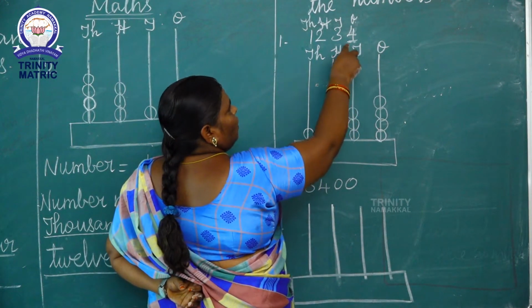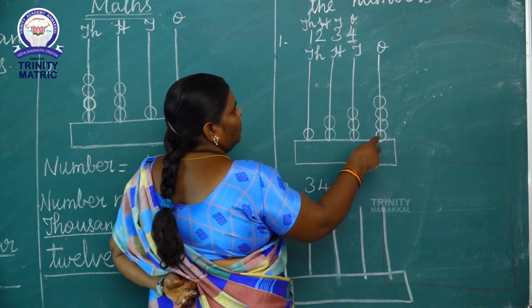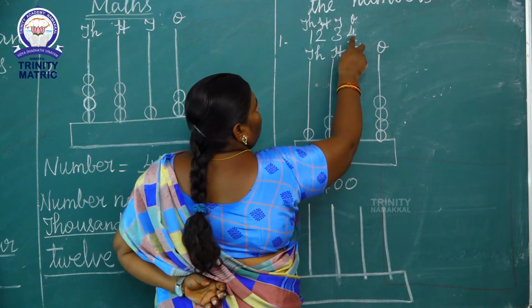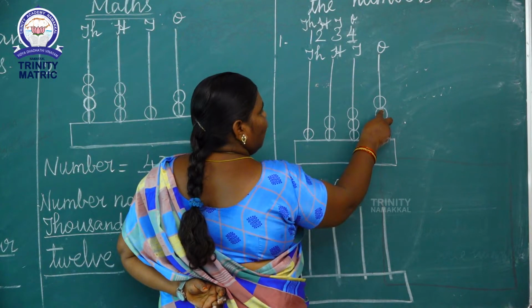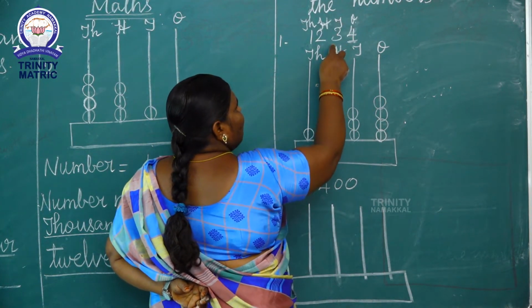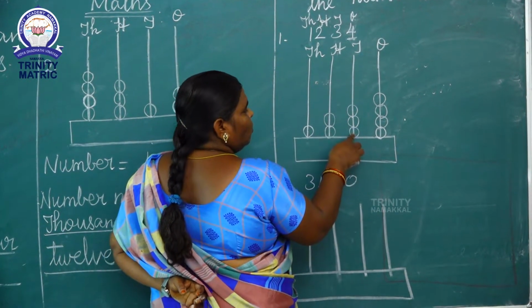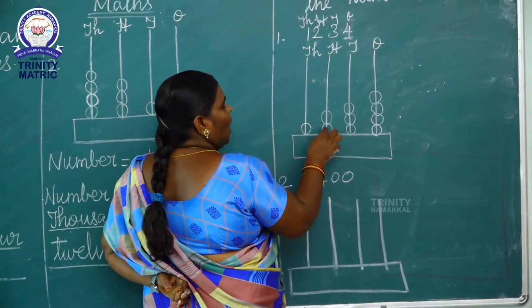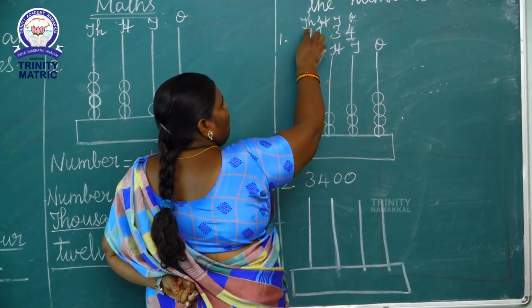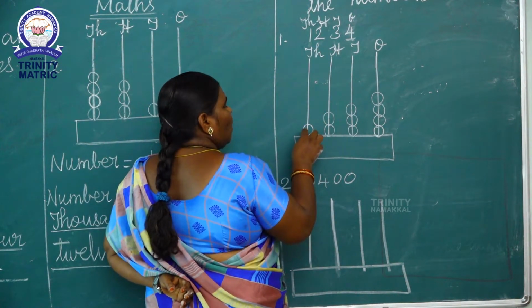1234. You draw the beads in the rods. In the ones place, 4 are here, so you draw 4 beads. Next, in the tens place, 3 are here, so you draw 3 beads. In the hundreds place, 2 are here, so you draw 2 beads. Next, in the thousands place, 1 is here, so you draw 1 bead.